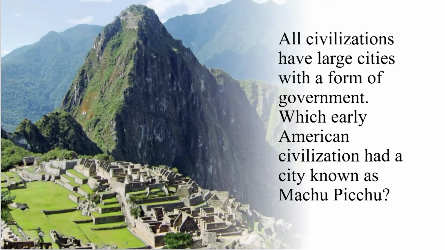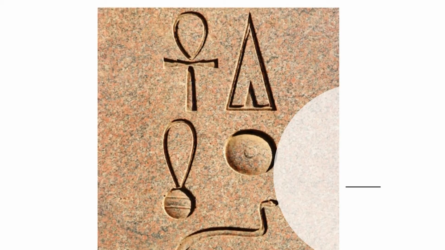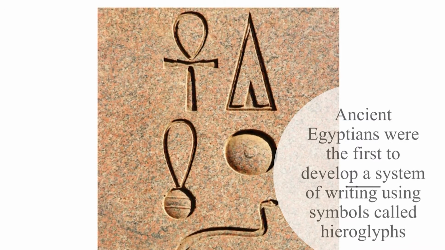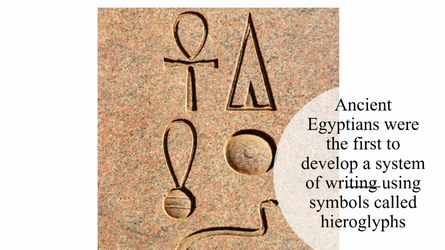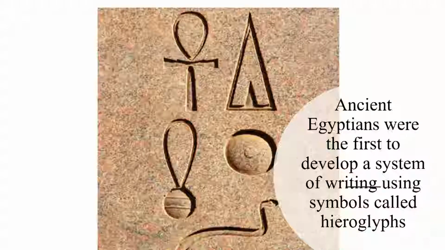Miss Kim, do you know which early civilization had a city known as Machu Picchu? I think it was the Inca civilization. Very good, that's right. This next picture is hieroglyphs. Ancient Egyptians were the first to develop a system of writing using symbols called hieroglyphs.